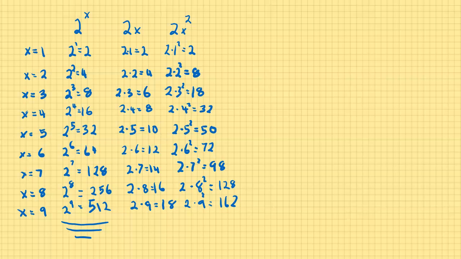So what happens is, whenever you're comparing an exponential function with a linear function or a quadratic function, the exponential function in the long run, for large values of x, will always exceed the other values. That's it.